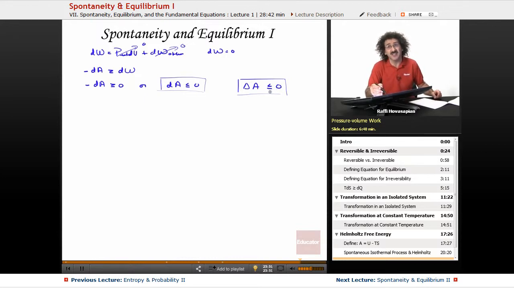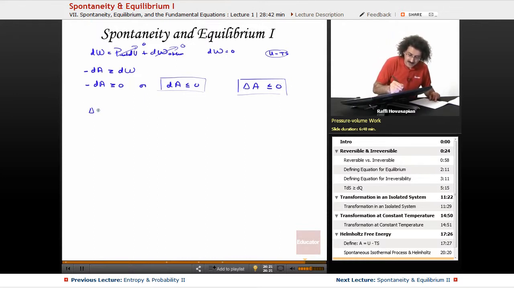You're accustomed to the delta G being less than 0 for a spontaneous process. Well, delta G happens under conditions of constant temperature and pressure, which we're actually going to be talking about in the next lesson. But there is this other energy in the system, which is the energy minus Ts, the Helmholtz energy. And if I hold the temperature and the volume constant, then for a spontaneous process, it's the change in Helmholtz energy, the delta A, that is going to be less than or equal to 0.